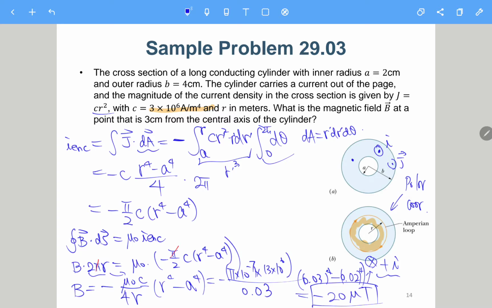So here we get a negative value. As we defined the Ampere loop in this direction, with this negative value, it means that the B field should actually be the other way around, should be counterclockwise. So this is the direction of the B field generated by this structure.